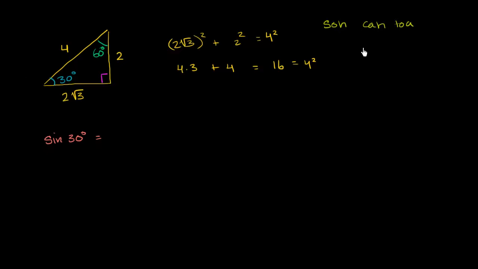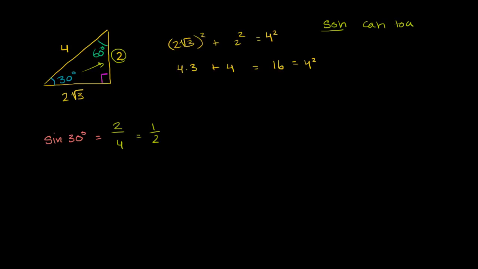SOHCAHTOA. The SOH tells us what to do with sine. Sine is opposite over hypotenuse. Sine of 30 degrees is the opposite side, which is 2, over the hypotenuse. The hypotenuse here is 4. It is 2/4, which is the same thing as 1/2. Sine of 30 degrees, you'll see, is always going to be equal to 1/2.